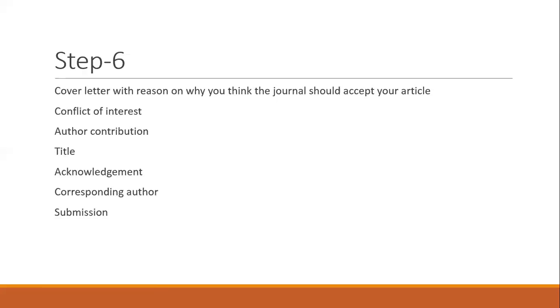Step 6, when you do a covering letter, you must write why you think the journal should accept your article. Okay, this is in the initial stage before the peer review. You must write why you think the journal should accept your article. Why do you think it is of interest to the readers? You must be able to disclose any conflict of interest. You should know exactly what the authors contributed. What did the first author contribute? What did the second author contribute? Gift authorship is frowned upon.